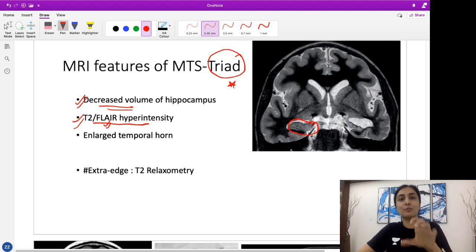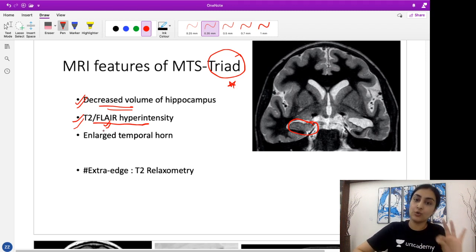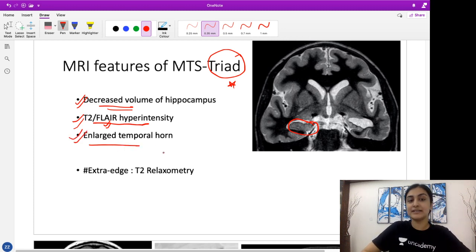Okay, so in order to better pick up, to increase the sensitivity of picking up this T2 hyperintensity, I do the sequence which is called FLAIR, which stands for Fluid Attenuated Inversion Recovery. Don't need to know the full form, but just know it's again a T2 weighted sequence only, but I suppress the fluid inside the ventricles, inside the sulcal spaces. Alright, so T2 hyperintensity will be a feature of MTS, and the third feature, as I already discussed, will be an enlarged temporal horn, secondary again to this particular atrophy.